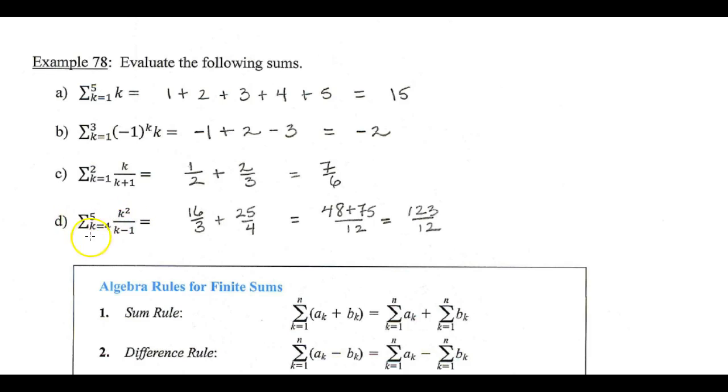Now, k doesn't always have to start at 1. This is the starting index, this is the ending index. In this case, I'm actually going to start k at 4. Here's my formula, a sub k is k squared over k minus 1. When I plug in k equals 4, I get 16 over 3. So there's my first term. Plus, when I plug in k equals 5, I get 25 over 4. And that's it, because I only wanted to go from 4 to 5. Now I add these together. Common denominator is 12, so I get 123/12.